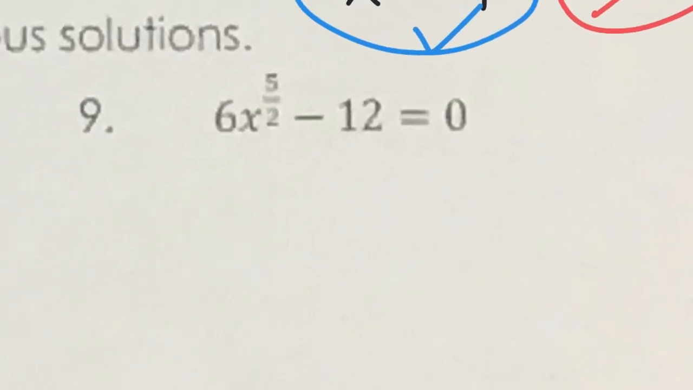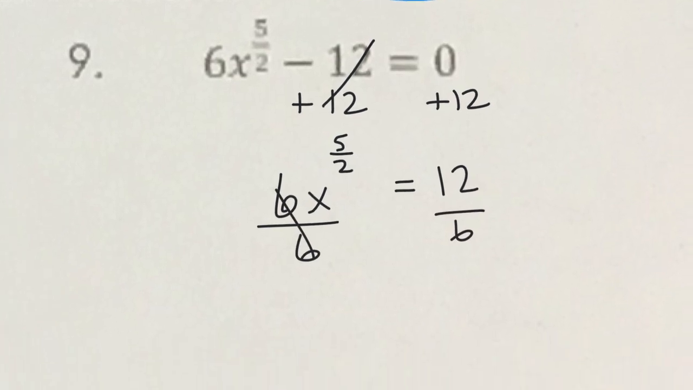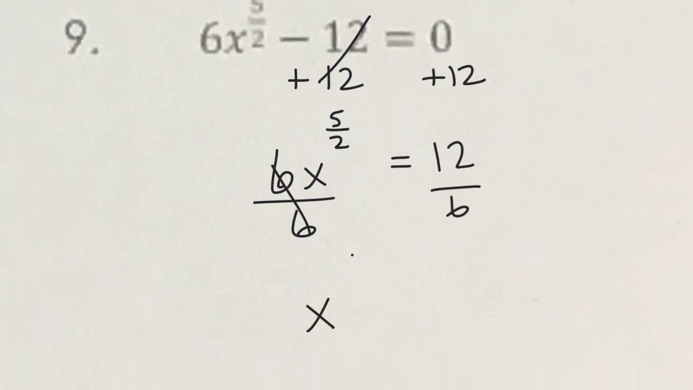Okay, number 9. We have a little bit extra here with number 9 that we have to do before we can get rid of our radical stuff. Okay, so first we're going to add 12. All of our easy elementary problems first. 6x to the 5/2 equals 12. And then we're going to divide both sides by 6. Okay, so we do all of the easy math. I say easy, I mean the elementary things, the adding, the subtracting, the multiplying, the dividing, so we can get to here.